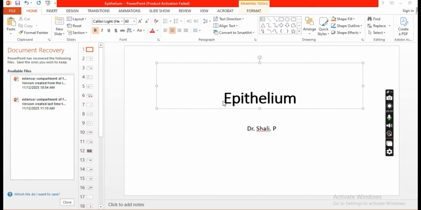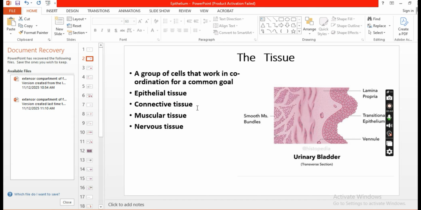The group of cells which work together for a common goal is called a tissue. Similar cells which work together for a common goal is called a tissue. In that case, there are four types of tissue. The entire human body is made of four types of tissue: the epithelial tissue, connective tissue, muscular tissue, and the nervous tissue.